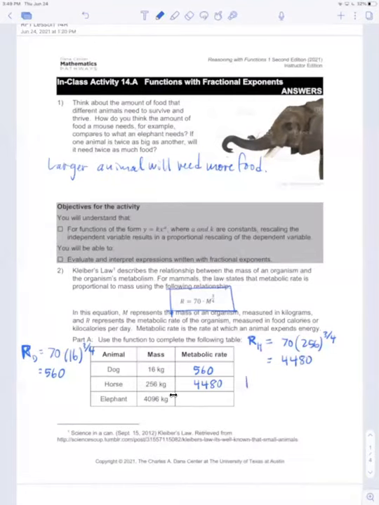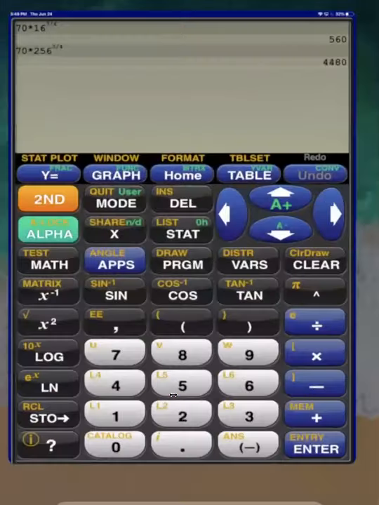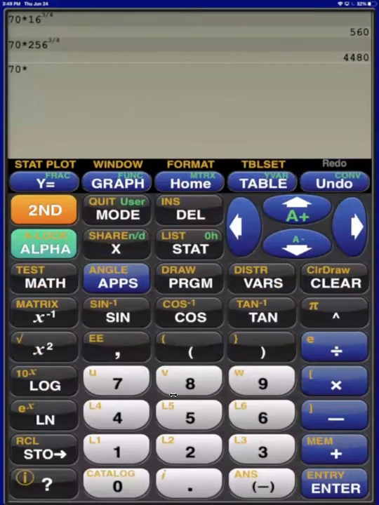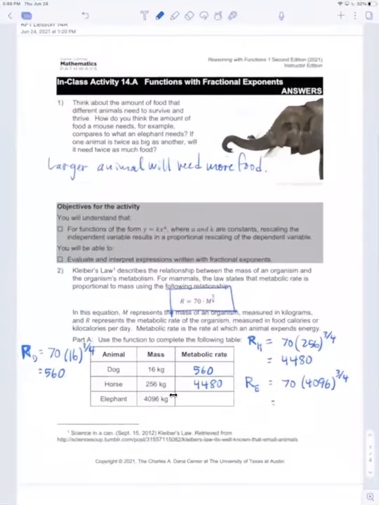And once more, the rate for the elephant is going to be 70 times 4,096, raised to the 3/4 power. One more time, back to the calculator, and we get 70 again, times, this time we're going to plug in 4096, raised to the 3 divided by 4 power. 35,840. So 35,840.